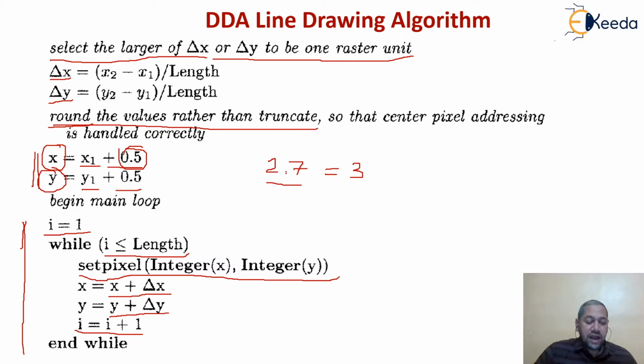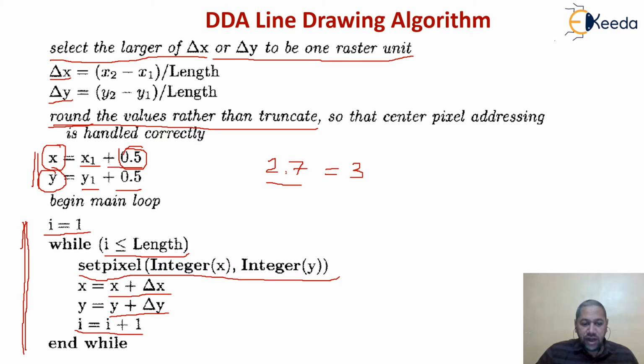Again, delta x is added into x, delta y is added into y. Okay, I value is incremented in the loop. Again, it will check whether it is less than length. If not, again the next pixel is activated. So this process, this while loop, is going to continue, whatever the while loop that I am using here, till the end of the line.